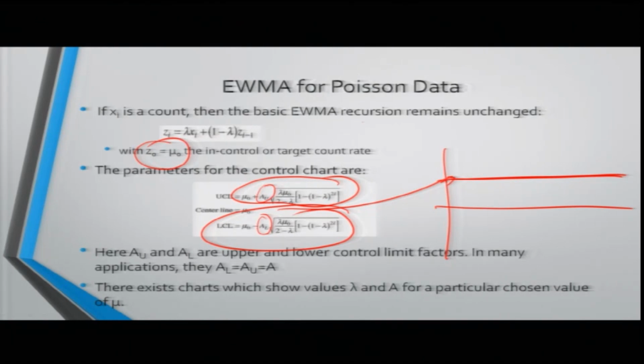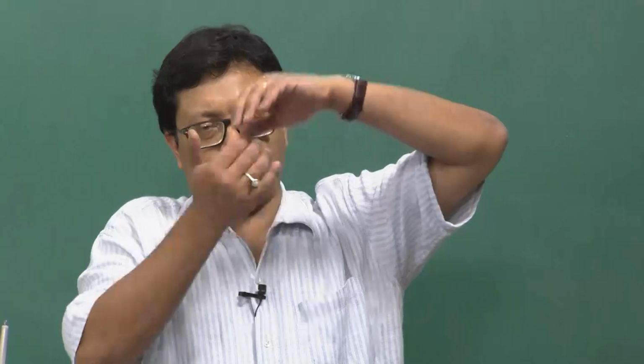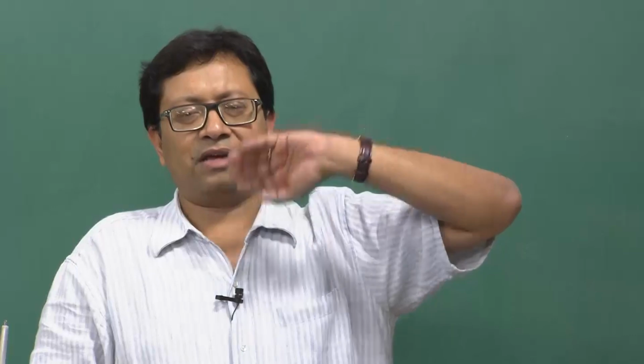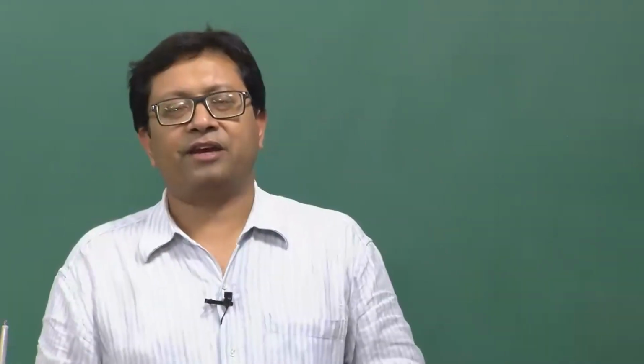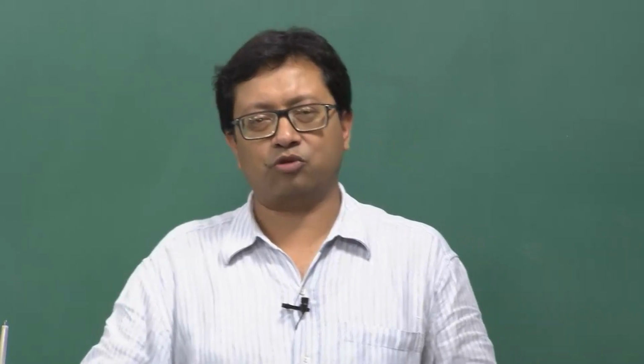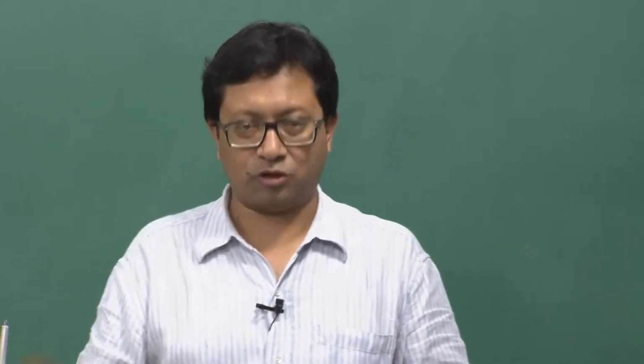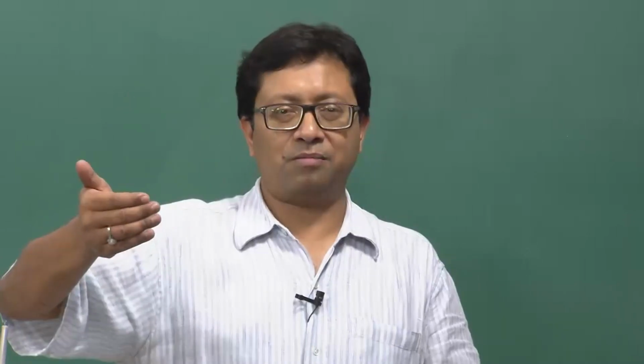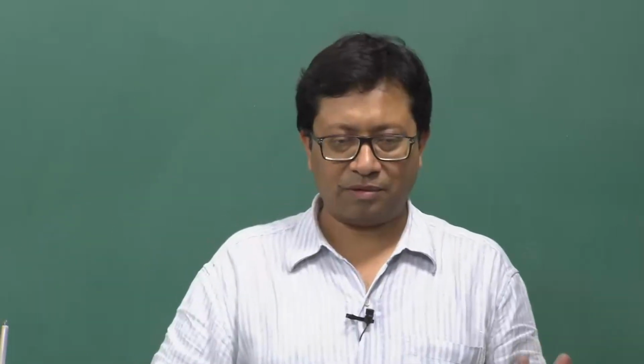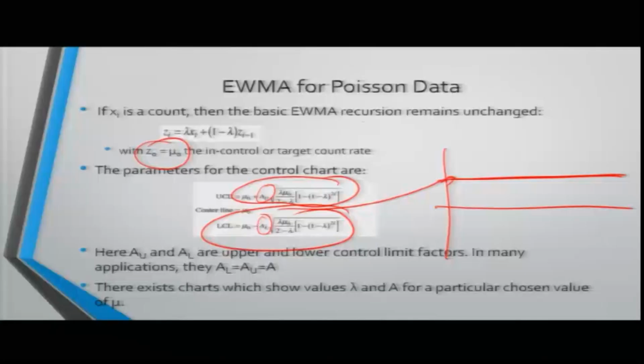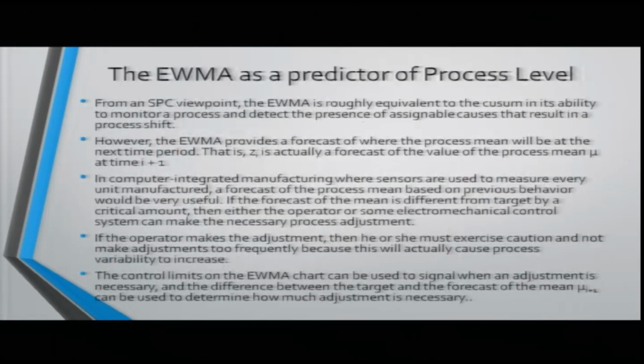In many cases they are considered to be equal. If you give them equal values, it means you are equally dispersing on both the positive side and the negative side. That means that intrinsically, at the back of your mind, you are considering the normal distribution, which is equally dispersed on both sides. Positive side means more than the mean, and negative side means less than the mean. There exist charts which show the values of lambda and A for particular chosen values of mu, and you can solve the problems accordingly.